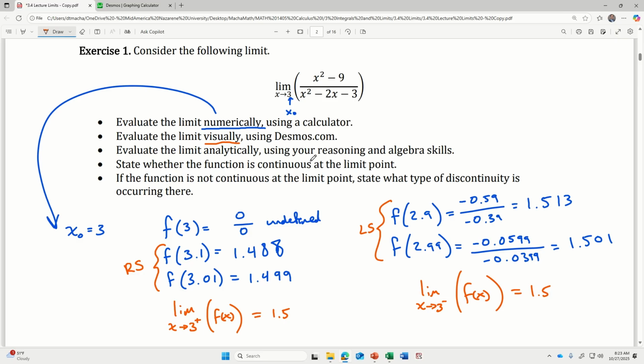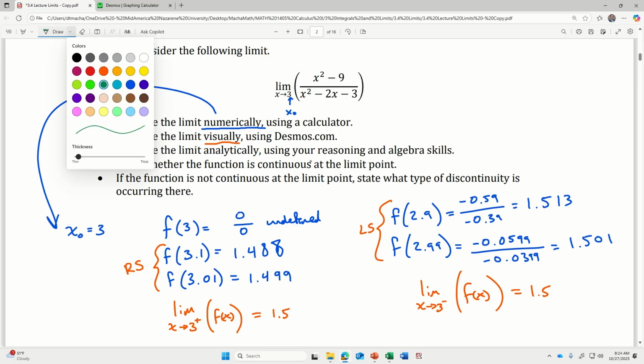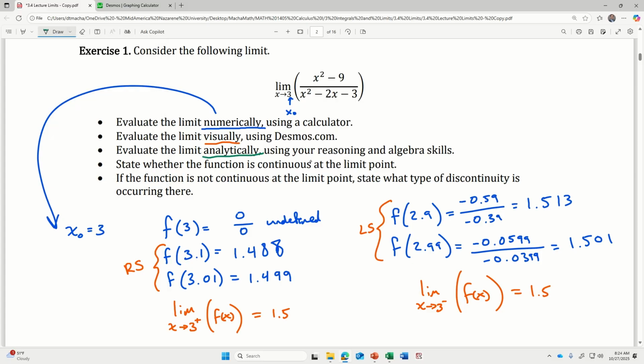Evaluate the limit analytically. Here's what I mean by analytically. Maybe you've already done this before in like an algebra class. But let's factor this.